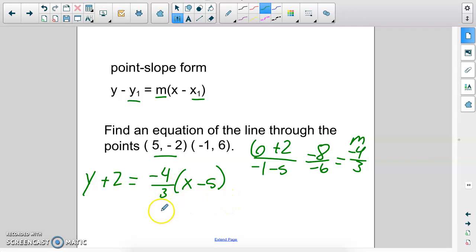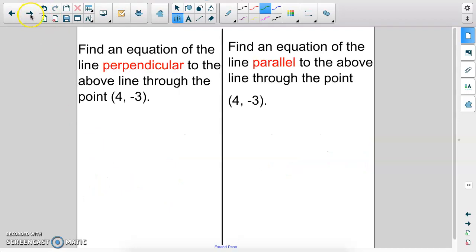You don't have to simplify it anymore if all they're asking for is the equation of the line. Don't take time to distribute. Don't take time to subtract 2. Those will create mistakes, possibly, if you're not careful, and waste time.